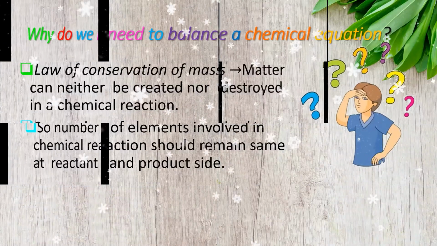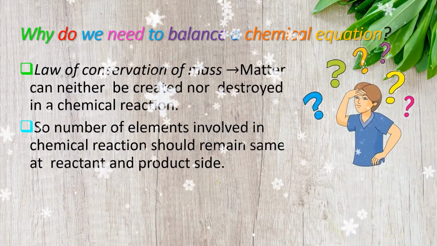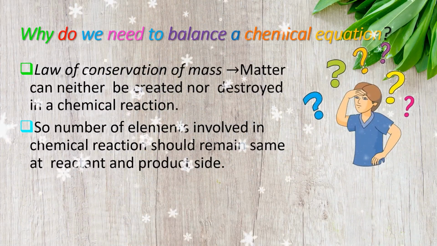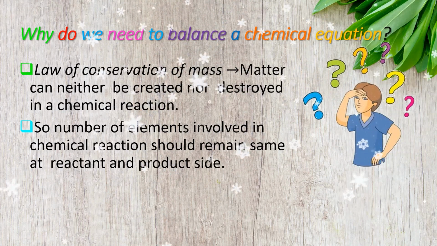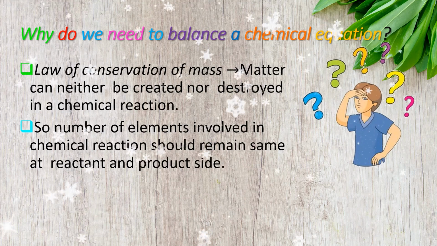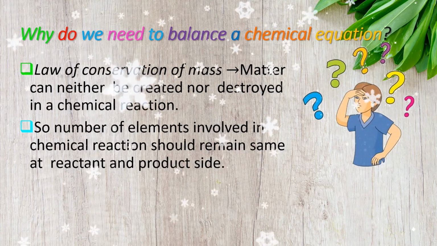Why do we need to balance a chemical equation? Law of conservation of mass. Matter can neither be created nor destroyed in a chemical reaction, so the number of atoms of each element involved in a chemical reaction should remain the same on the reactant and product side.